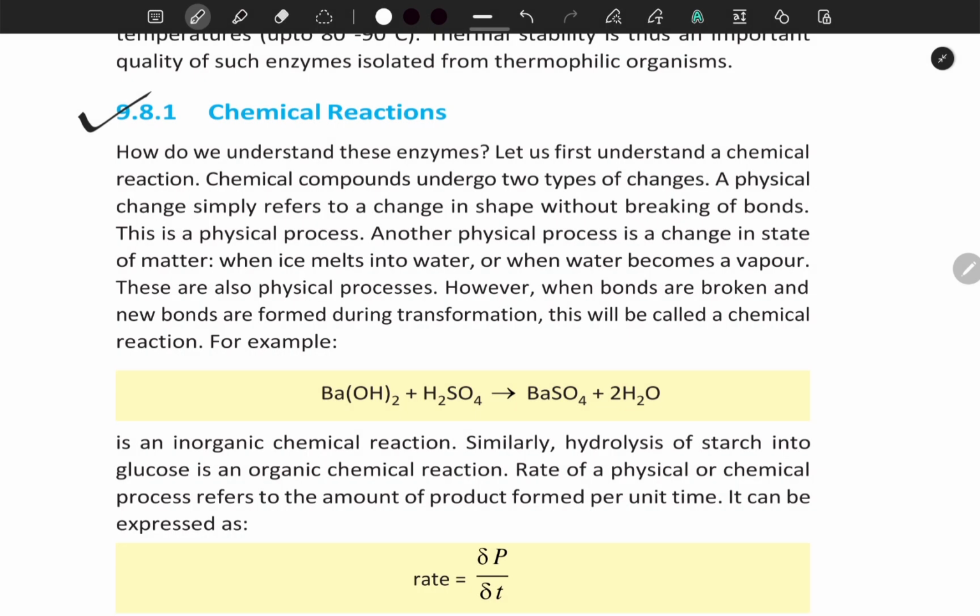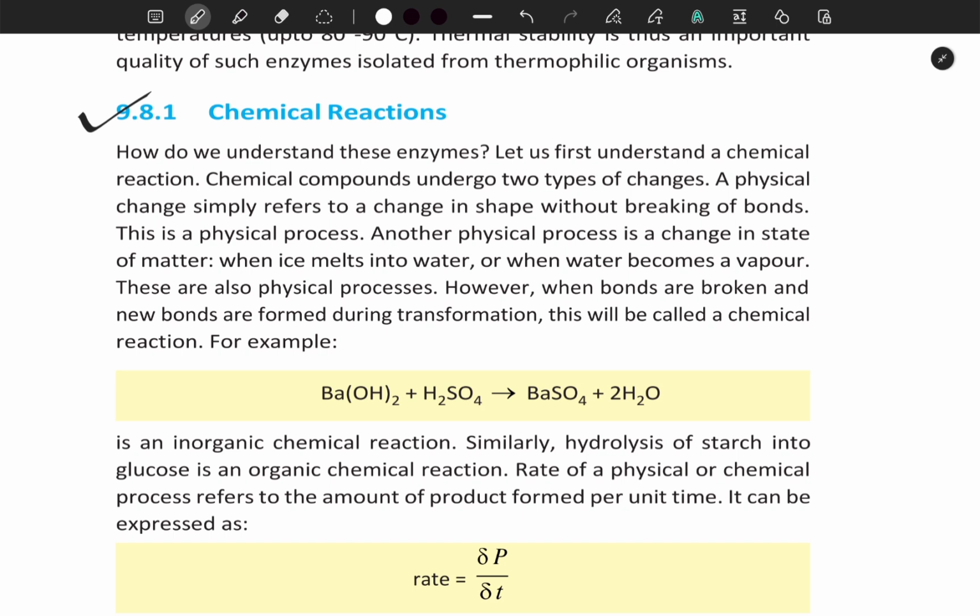9.8.1 Chemical reactions. How do we understand these enzymes? Let us first understand a chemical reaction. Chemical compounds undergo two types of changes. A physical change simply refers to a change in shape without breaking of bonds. This is a physical process. Another physical process is a change in state of matter, when ice melts into water or when water becomes a vapor. These are also physical processes.